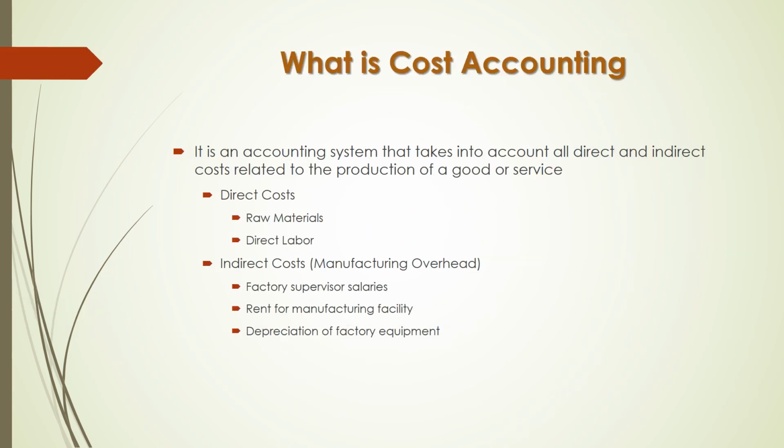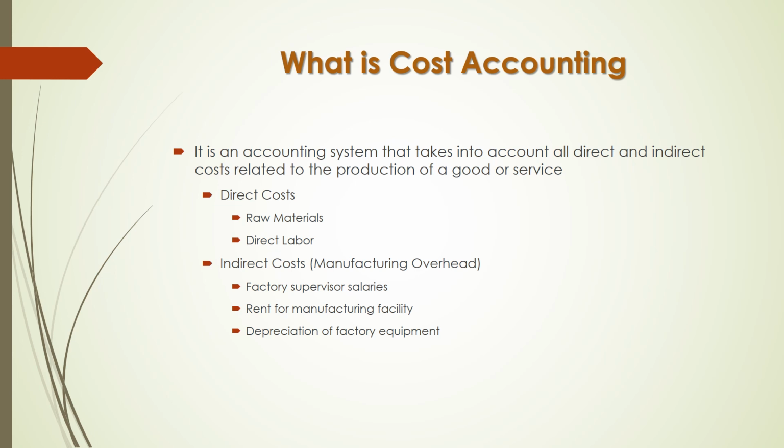So what is cost accounting? Well, cost accounting is a system that takes into account all direct things that actually touch the product, and indirect things that don't touch the product, and how it relates to production of a good or service. So direct costs would be any raw material or direct labor included in that production of a good or service.